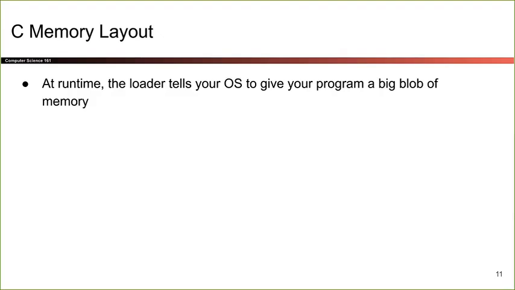Okay, so now that we're talking about memory, we're going to talk about a couple of different parts of memory. At runtime, what the loader is going to do is ask your operating system to give it just a big blob of memory, because it needs that memory to load the program, and it needs that memory to store variables and anything else that you want to work with.